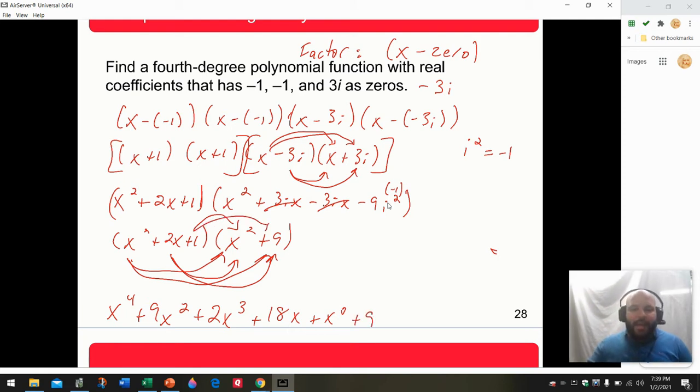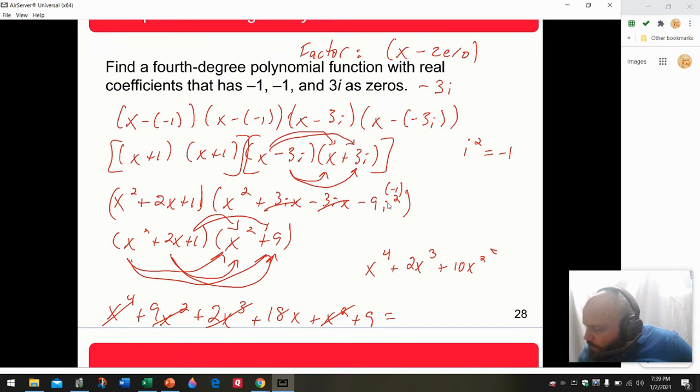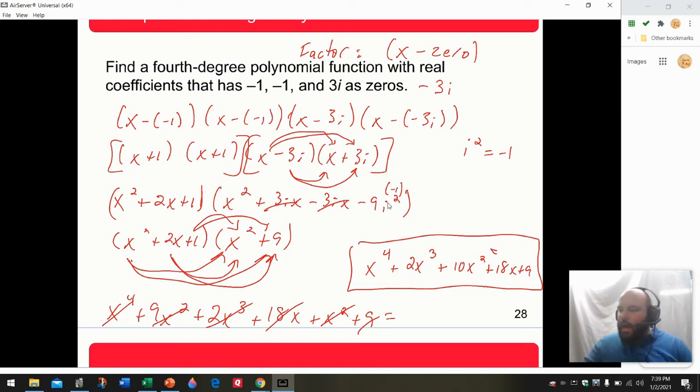So now we've FOILed that together. We need to double check, are there any like terms? It looks like there's 2 x squared terms there. So the final answer here then is x to the 4th plus 2x to the 3rd, and then plus 10x squared. So we use the x to the 4th, x to the 3rd, we use the x squareds. We're going to write the x, which is plus 18x, and then plus 9. And there you go. There is our 4th degree polynomial that we got by multiplying all of the factors out.